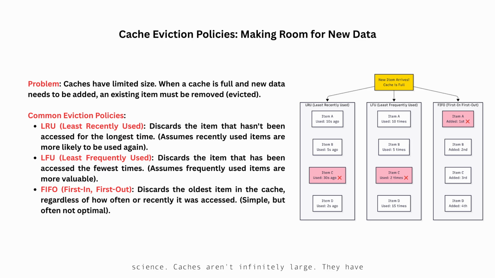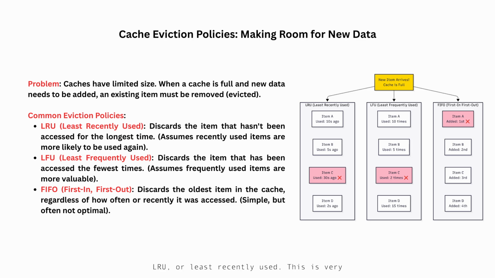Caches aren't infinitely large. They have a limited amount of space. So what happens when the cache is full and you need to store a new piece of data? You need to kick something out. This is called cache eviction, and the rules that decide which items are evicted are called cache eviction policies. Let us look at a few common ones.